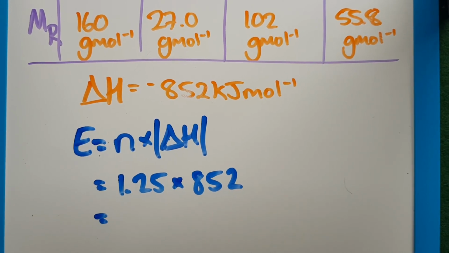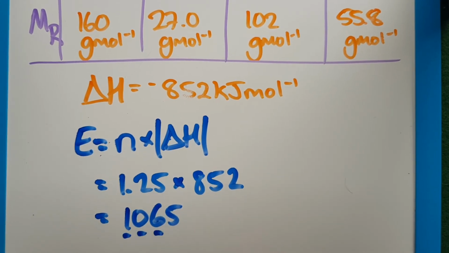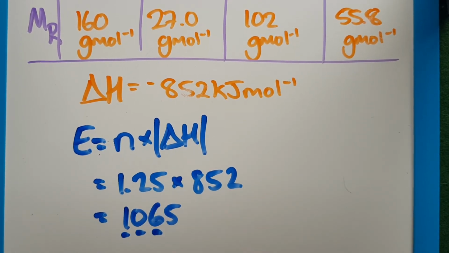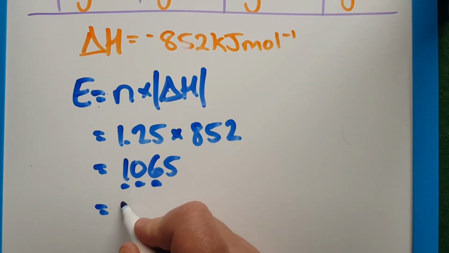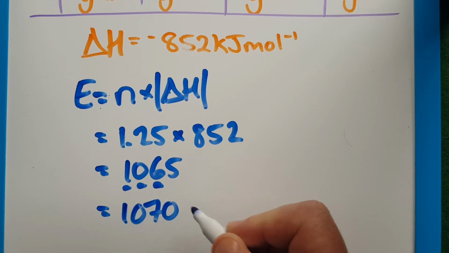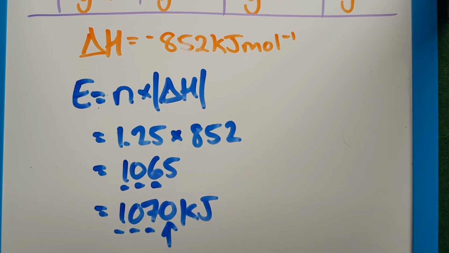You can probably hear my calculator going crazy, which is 1,065 kilojoules, but to 3 significant figures. Oh, I've run out of space. I'm sorry, I'll slide down. It is 1070 kilojoules, 1, 2, 3 significant figures. This one is only a placeholder. It's not significant. Okay.